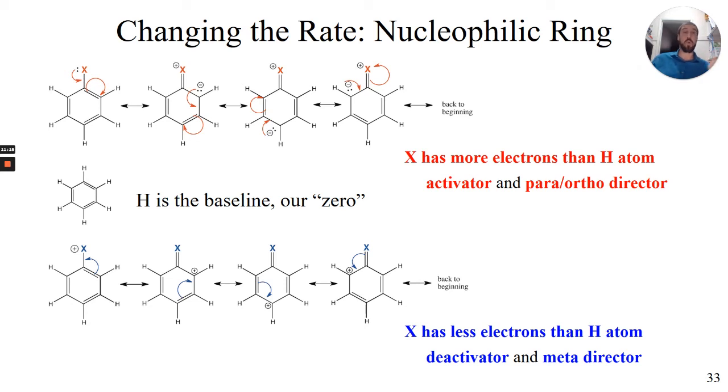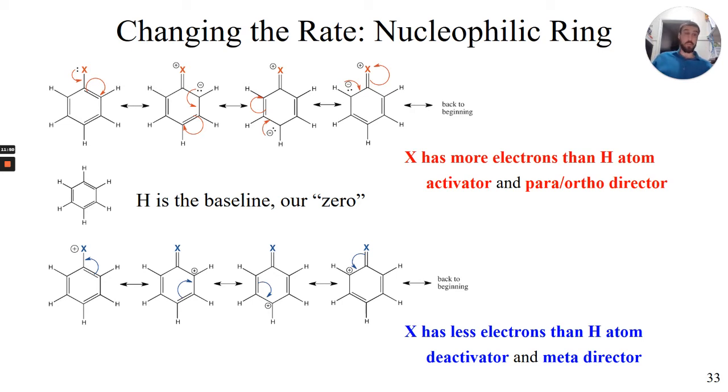If atom X has more electrons than hydrogen, and this becomes the weird one, remember, it's all based off of hydrogen. So if we have more electrons than hydrogen, we would predict it to be an activator, whatever atom X was. And that means when we look at our substitution, we would get ortho and para directing. If atom X had less electrons than a hydrogen atom, we would expect it to be a deactivator and meta directing. The more electrons than hydrogen is probably relatively straightforward for most of you considering this.